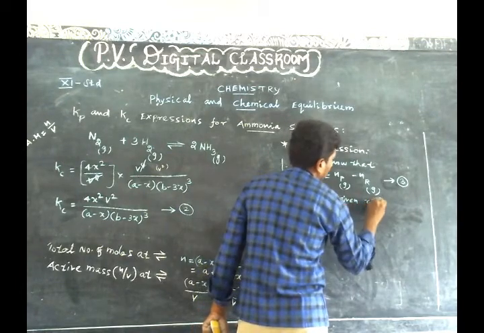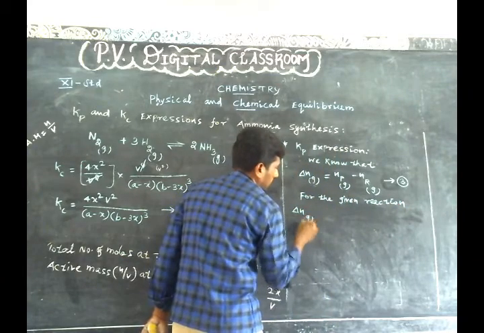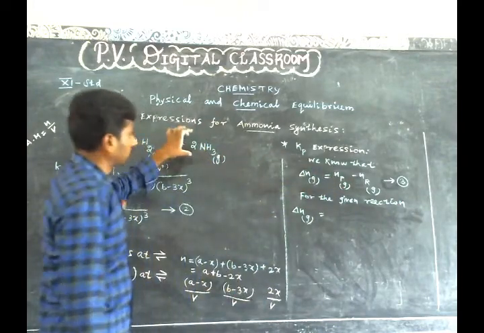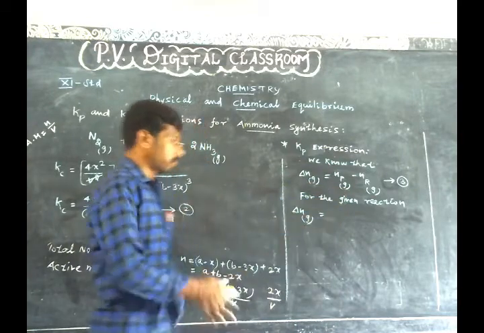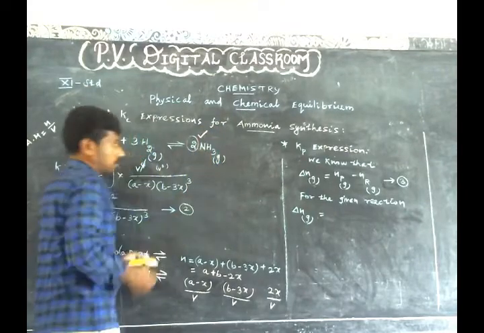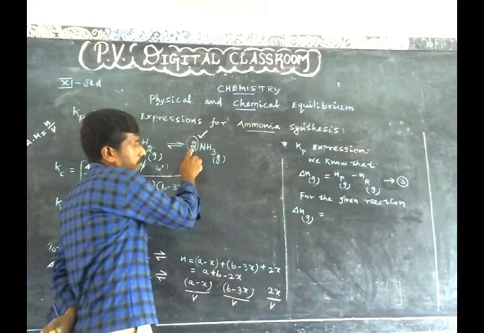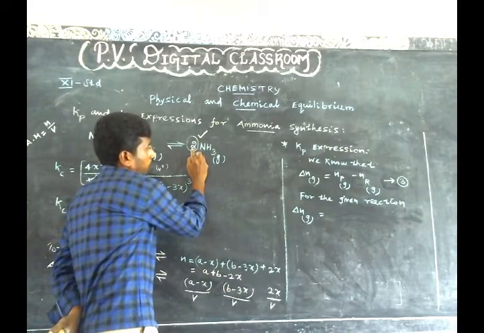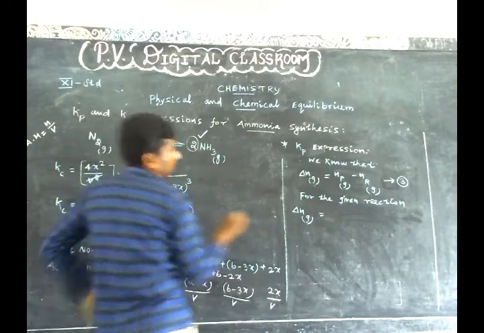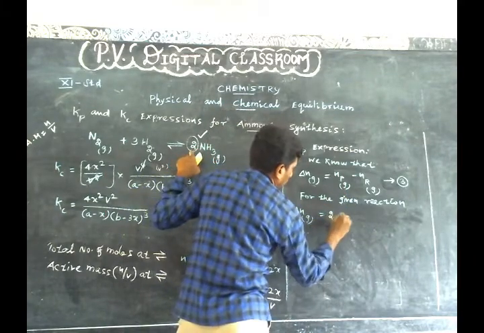For the given reaction, delta Ng is equal to, for the given reaction, Npg is equal to 2. Here number 2 is the stoichiometric moles of ammonia gas. So Npg is replaced by 2 minus.